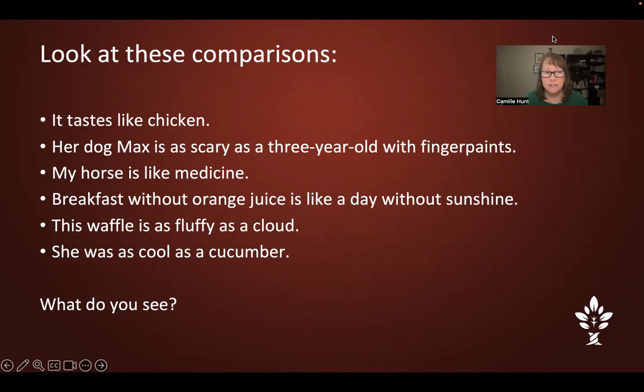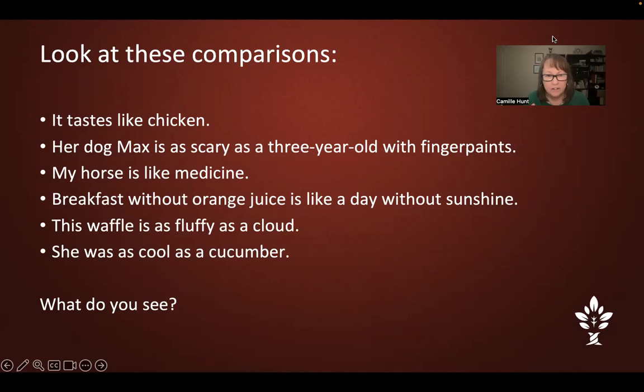So what do you see in those comparisons? We're seeing that whatever we were eating, tastes like chicken. We see a similarity there in flavors, right? The thing and the chicken are not the same. They're different, but they share a flavor. And then we see the dog and the 3-year-old child. Those are different, but we see they're both scary. We see the horse and the medicine. Those are different, but they both do something good for us.